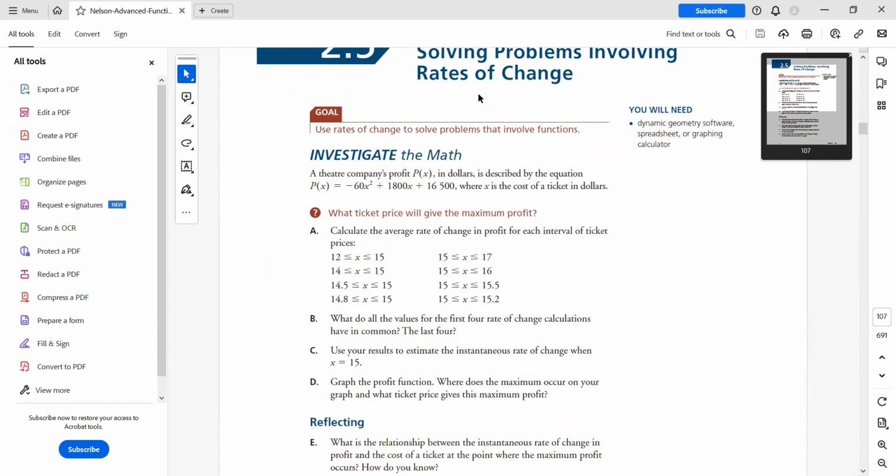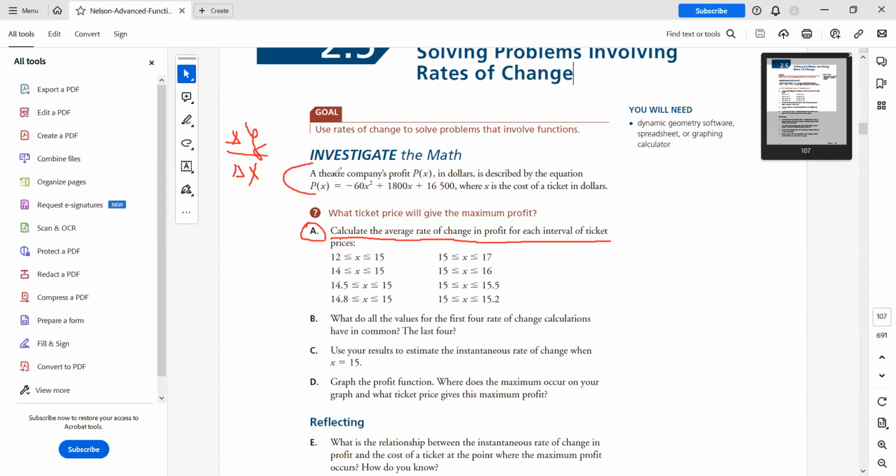And I would like to ask each one of you to do a practice problem just to remember how to work with the average rate of change. Delta y over delta x, this is what you're going to use. And question A, calculate the average rate of change in profit for each interval of ticket price.